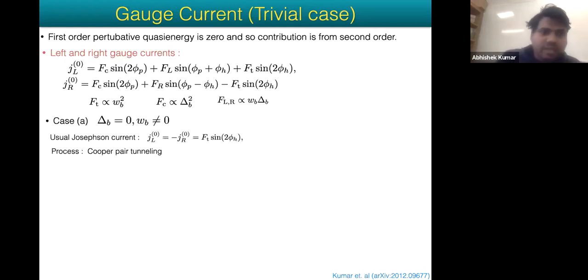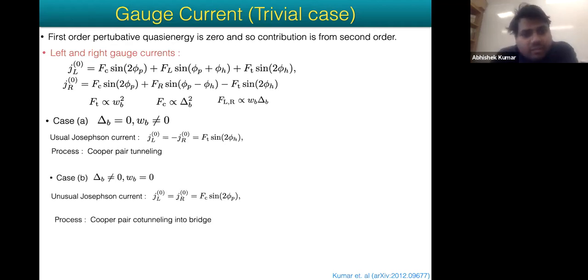So we can analyze this formula. When we have delta B equal to 0 and WB non-zero, then this is the usual Josephson junction, where you get the current as so. Here phi h is phi L minus phi R over 2. So in that sense, it's still 2 pi periodicity. So we get the usual Josephson junction, and the process involved is Cooper pair tunneling.